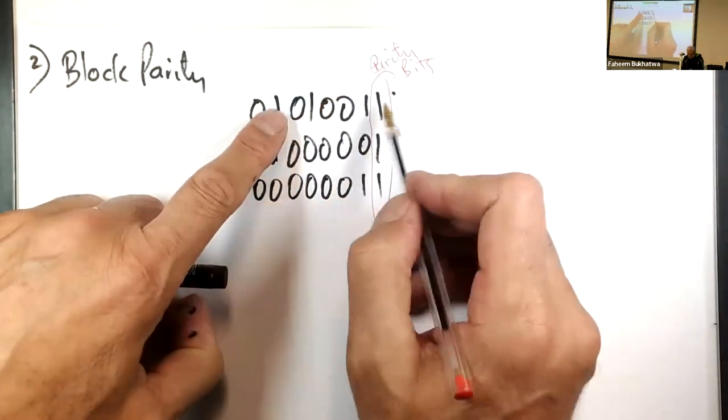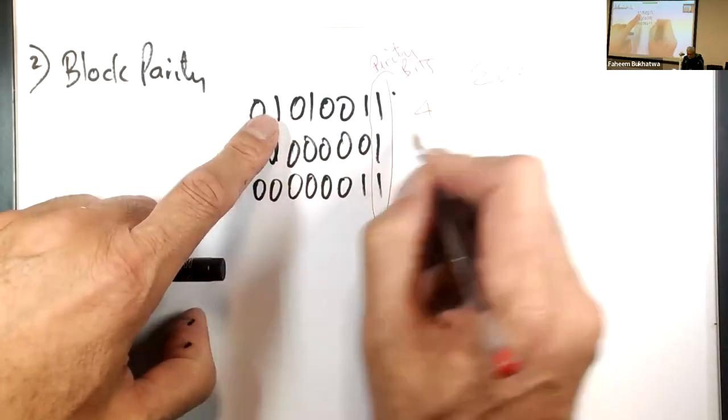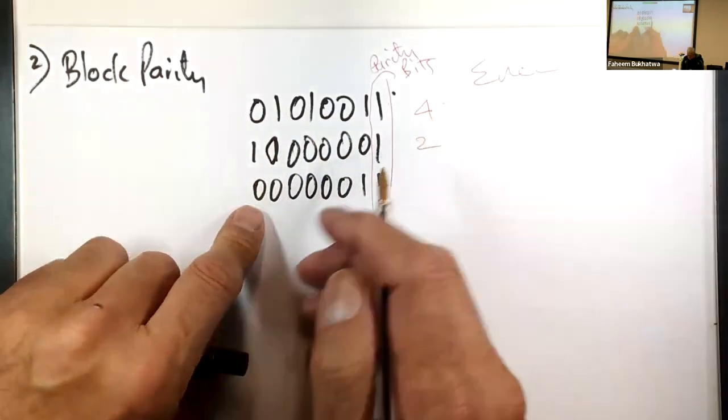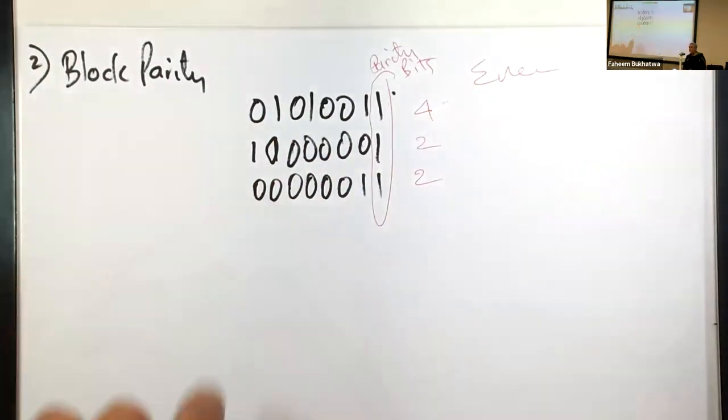We said we're working on even. So this one here should have 4 bits that have the value 1. These ones here should have 2, that's great. And this one has 2. So every byte should have an even number of bits. That's how it is. Or if we agree on odd, then every byte must have an odd number of bits.